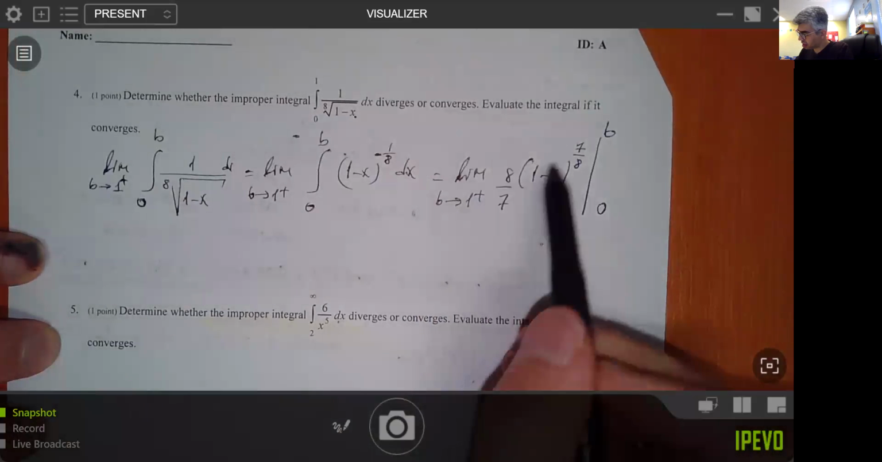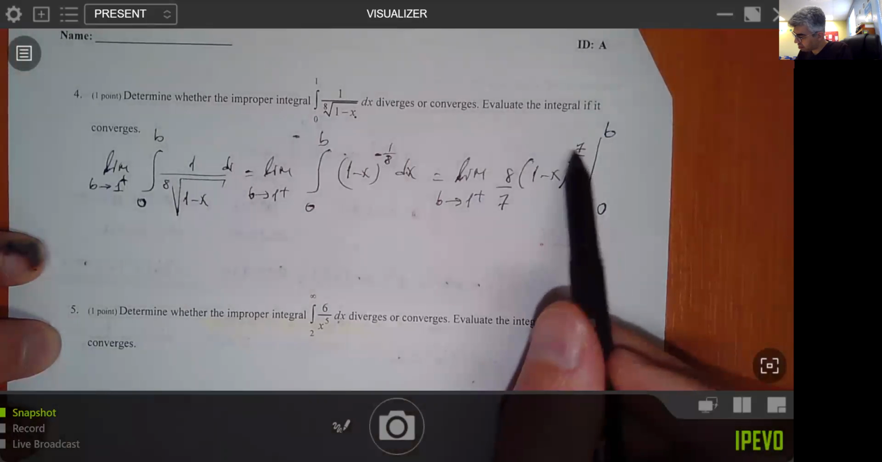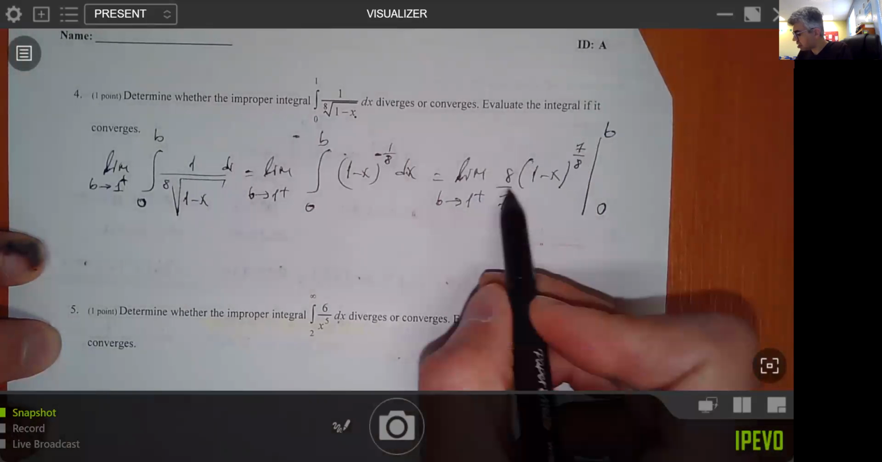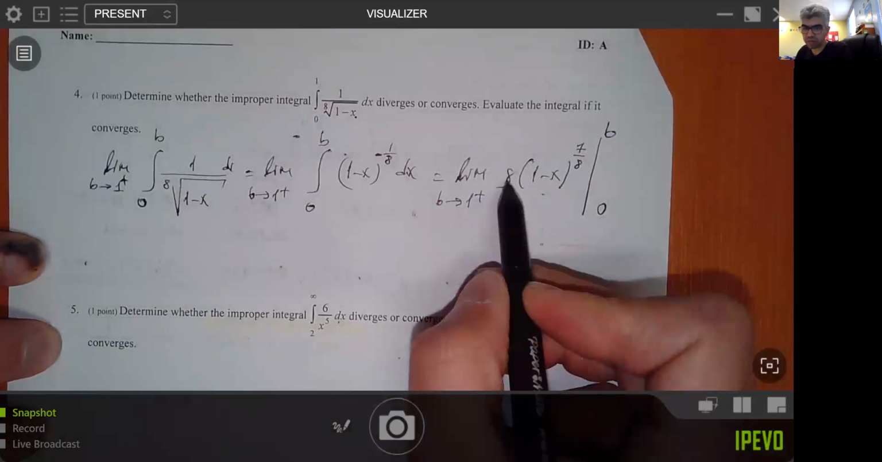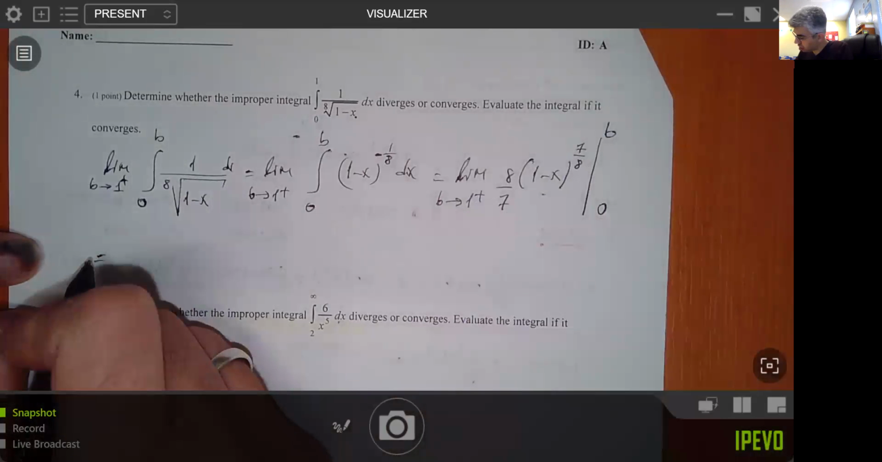So I just apply the integral formula: x to the n plus 1 over n plus 1. So over 7 over 8, but it will be coefficient 8 over 7. Okay. And it's equal to what here, guys?